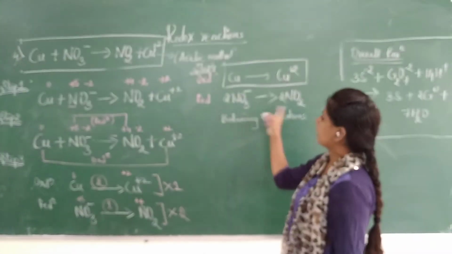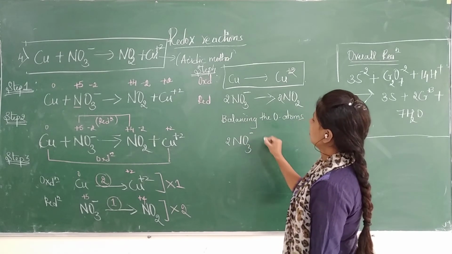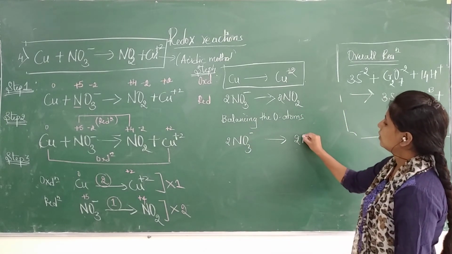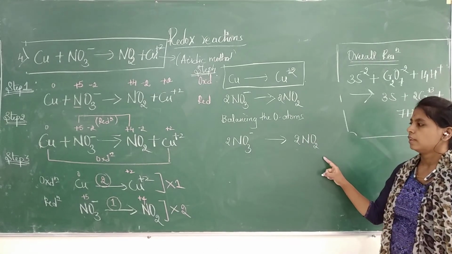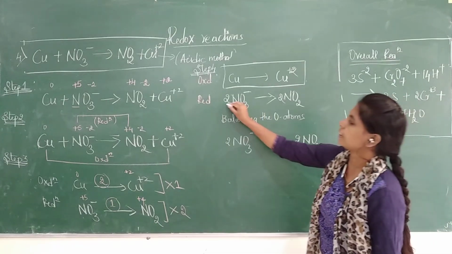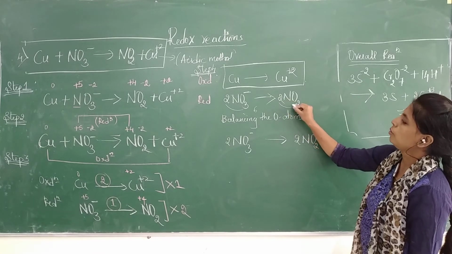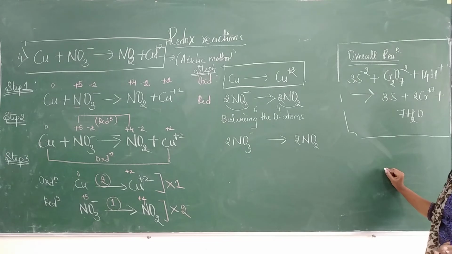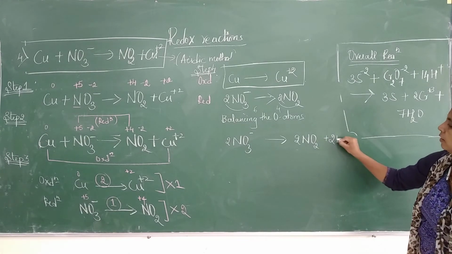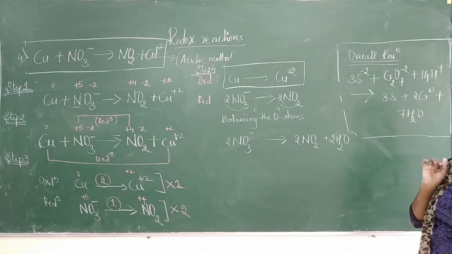How to balance the oxygen atom? How many oxygens are present at the reactant side? 6. Product side? What I am asking you is, at the reactant side we have 6 oxygens, at the product side we have 4 oxygens. Means how many oxygens have to be balanced here? 2 oxygens. So we will write it as 2H2O. Clear? Now 2 oxygens are balanced.